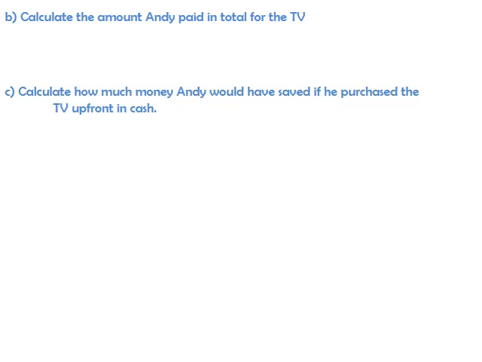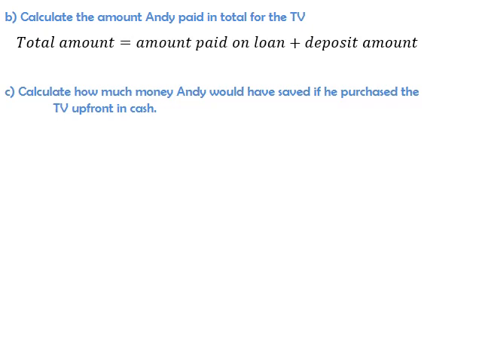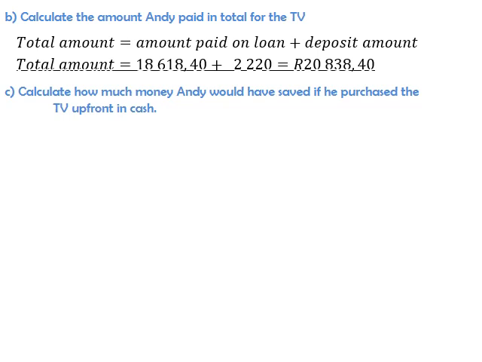Calculate the amount of money Andy paid in total for the TV. So remember his monthly amount for 3 years paid on the loan adds up to 18,000. And then don't forget, at the very beginning, he paid the deposit of 2,220 as well. So all in all, he's paying a whole huge 20,838 Rand and 40 cents, as opposed to buying it upfront at 14,800 Rand.